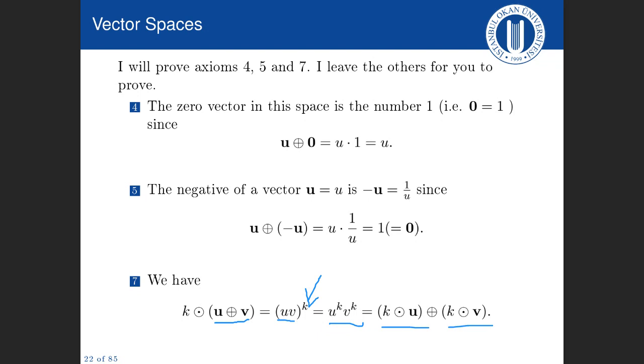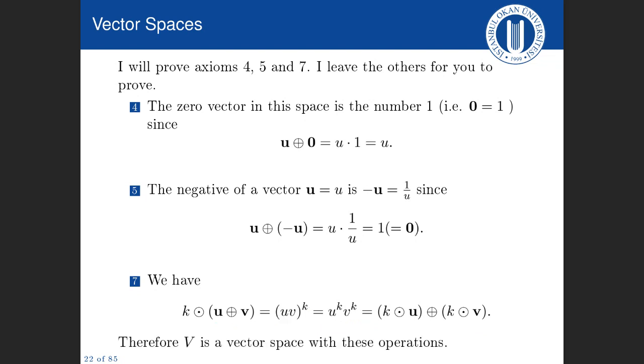As long as we can assume that you've proved the other axioms are true, this proves that V is a vector space with these operations.